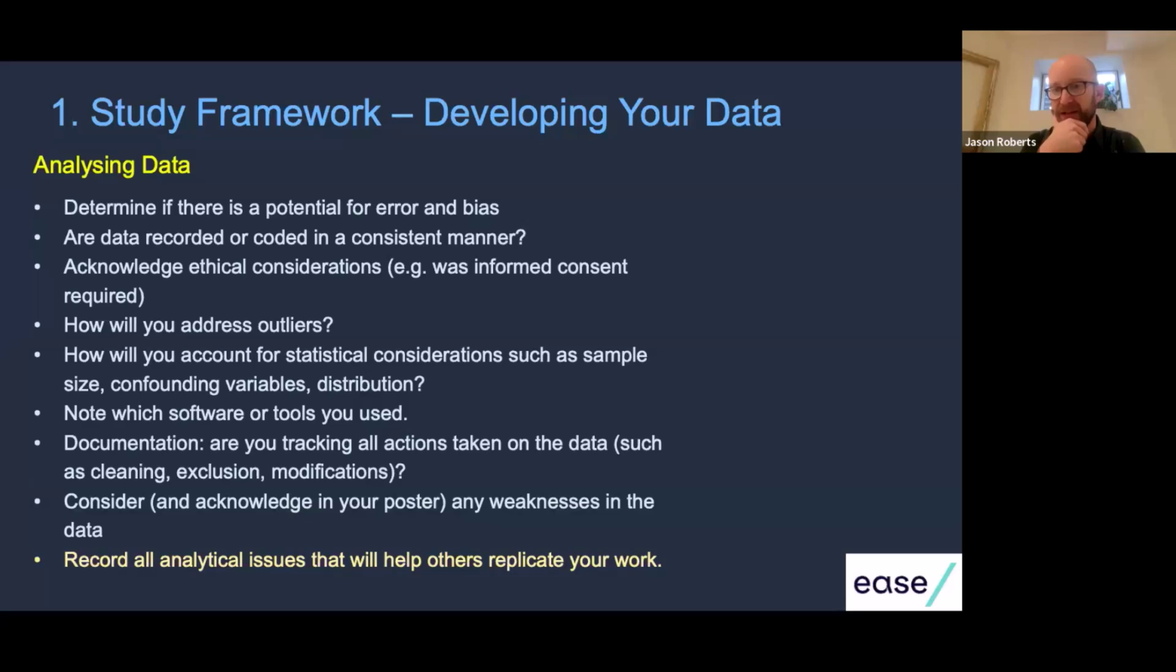For real research grade stuff, it is good if you can record what software or tools you used. So, did you use R for your data analysis, or did you use SPSS, whatever? There are different tools out there. It's important to know that. And again, record in your poster all the analytical issues that will help people replicate your work. So you might not think it's important that you just excluded 20 papers over there, but it is important. So do make a note of that. And these aren't things that people are going to judge against you. We just need to know, and we need to know why.